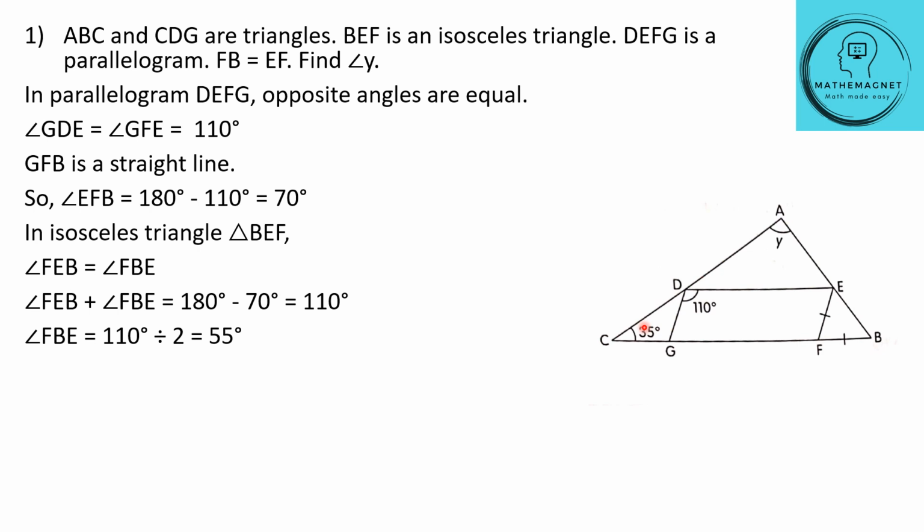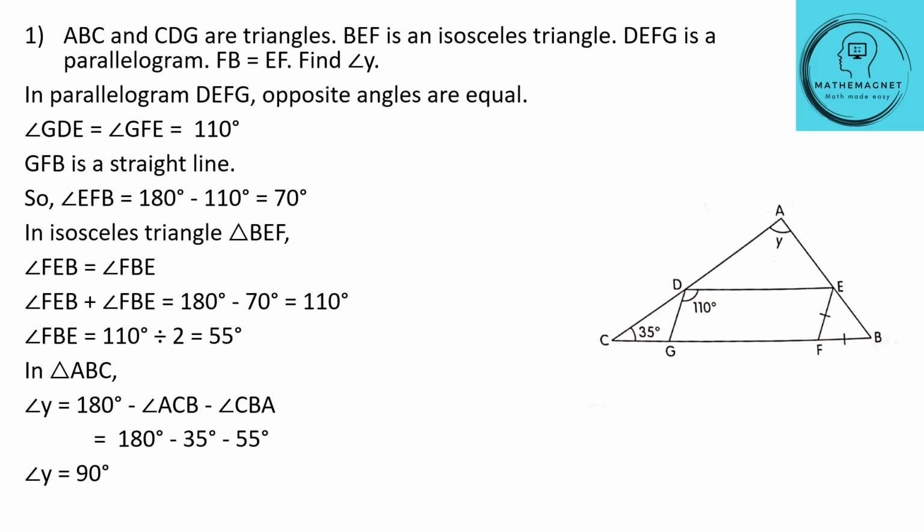Now we'll take the bigger triangle ABC. Now you know the angle C is 35 degrees and angle B is 55 degrees. So angle Y will be 180 minus 35 minus 55. So in triangle ABC, angle Y will be 180 minus angle ACB minus angle CBA, which is equal to 180 minus 35 minus 55, which is equal to 90 degrees. So the unknown angle Y is equal to 90 degrees.